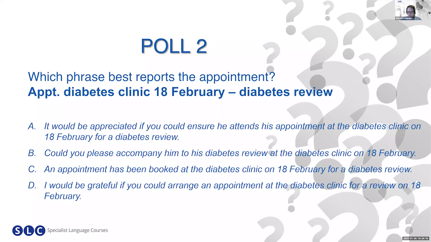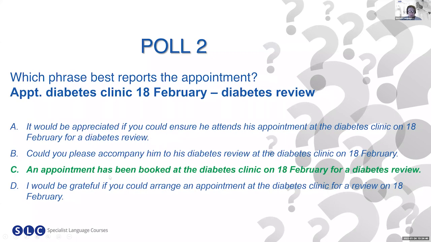Okay, let's have a little look. So some of you have put A and D, which require action from the reader. So the correct answer is, as most people have chosen, option C. So let's have a little look. So remember, we've got the date, it's already been arranged. So just report it. An appointment has been booked at the diabetes clinic on the 18th of February for a diabetes review. Now, some people were putting option A.